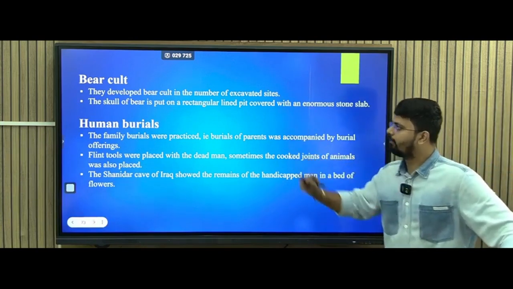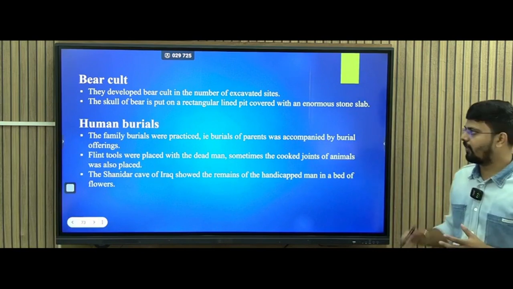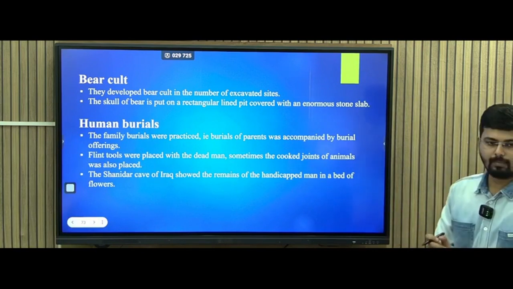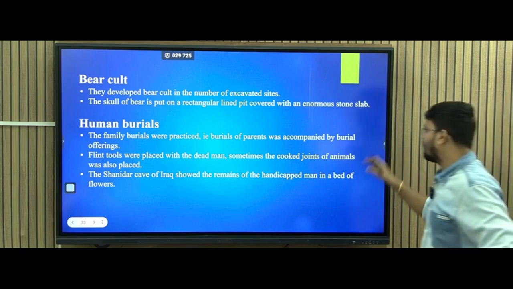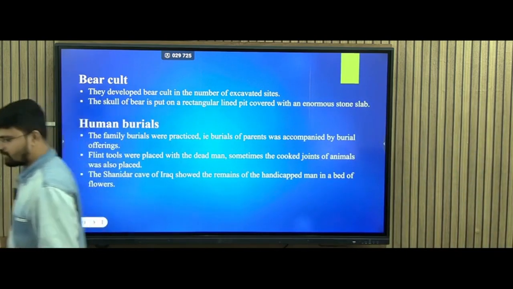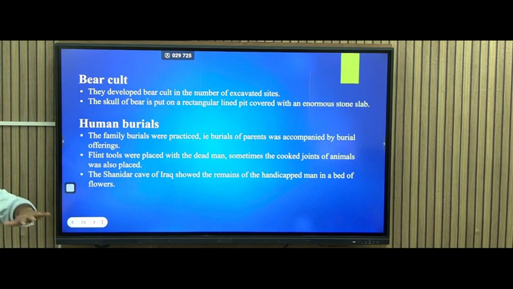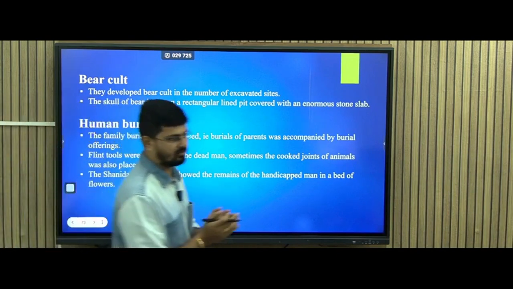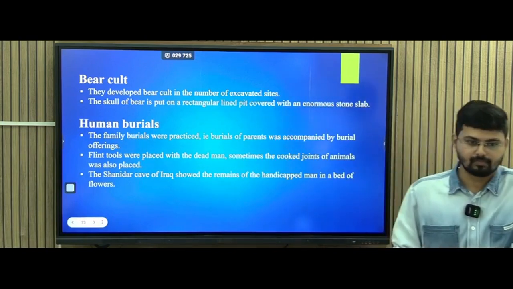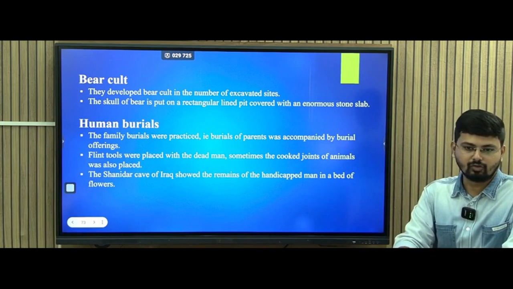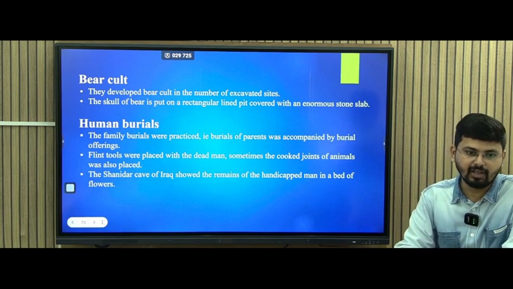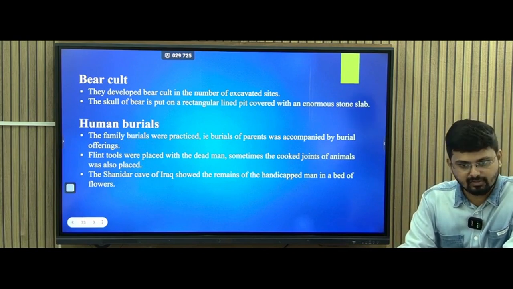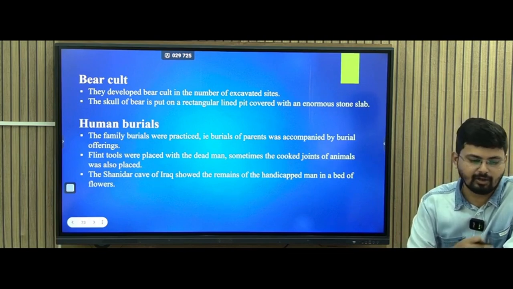And you have found the bear cult. In a number of places, skulls of bears have been found, put on a rectangular lined pit covered with enormous stone slabs. So wherever the burial has happened, enormous stone slabs have been placed on that burial, and on that you have bear skulls. That means it was a ritual that might have been present, and they might also have believed in some life after death, right? That is the reason they are trying to perform certain rituals.